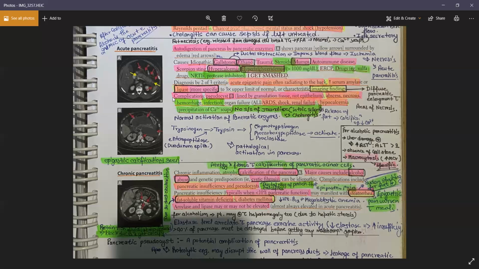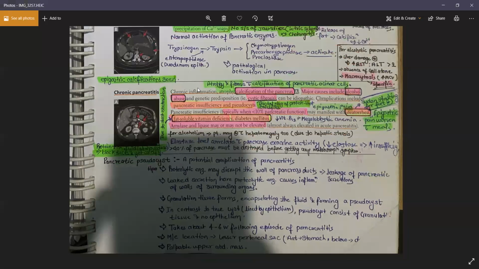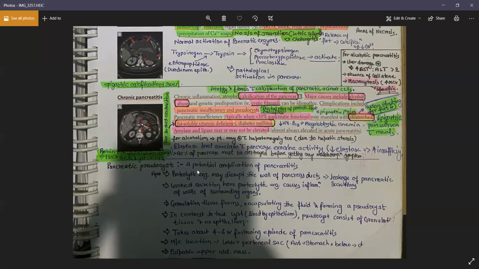So now let's discuss the complications. The first is the pseudocyst. Because of the diffuse inflammation and the liquefactive necrosis, a granulation tissue will be formed around the pancreas to limit the inflammation. As a result, all of the inflammatory infiltrate and abscess material, all of this damage, will be contained within the granulation tissue formed around the pancreas, to limit the damage. And this is known as the pseudocyst.